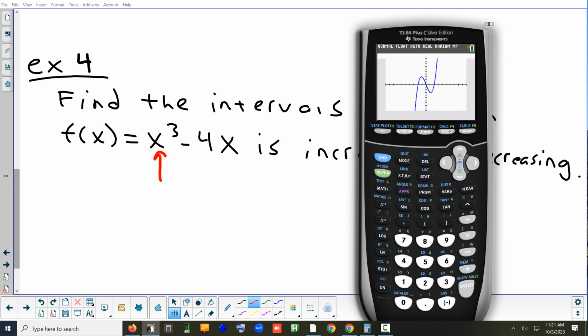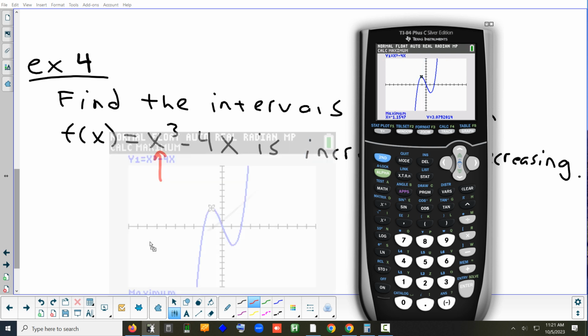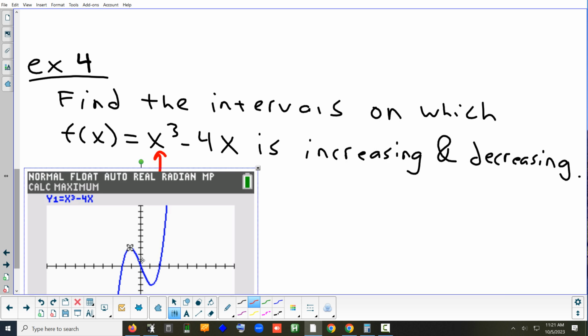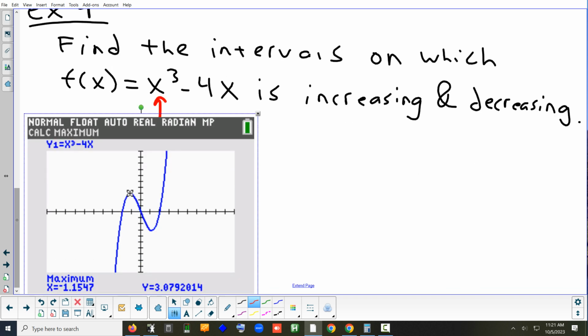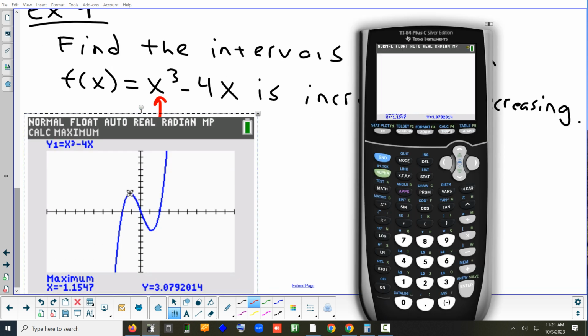I'm going to do second calc maximum, and I'm just going to save it. So I have the maximum value. Let's put that over here. And then let's do the minimum value, and we'll save that one as well. So go left, right, and a guess. Okay, and there's the minimum.